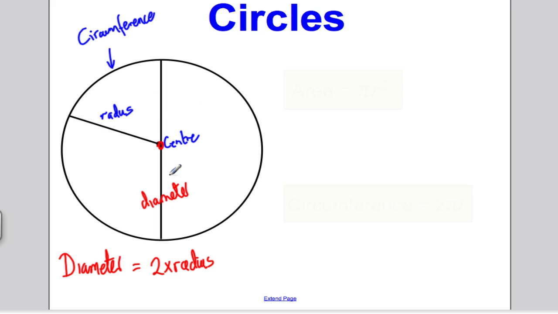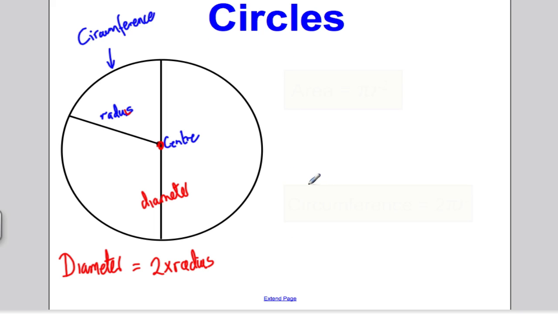Now, how would you remember these terms? Well, radius is like a sun ray. It's a line coming out from the center of the sun, like a ray. So radius, you might remember it that way. Diameter is just double the radius, d for double, and the circumference is the distance around the outside, so that starts the same as a circle.